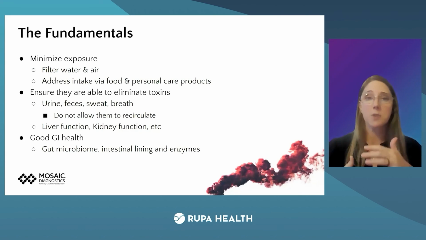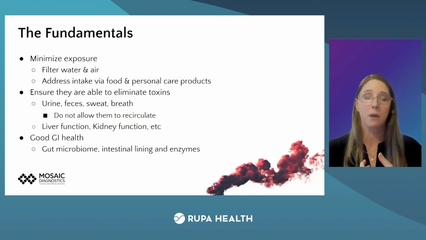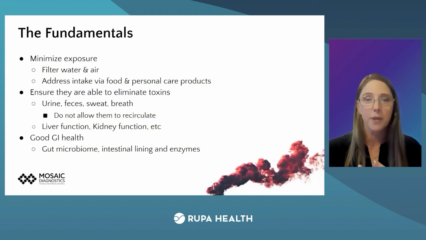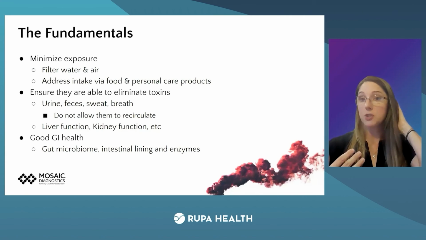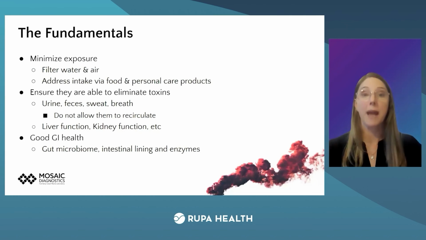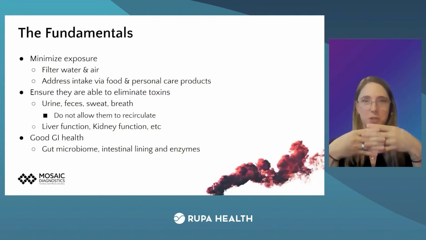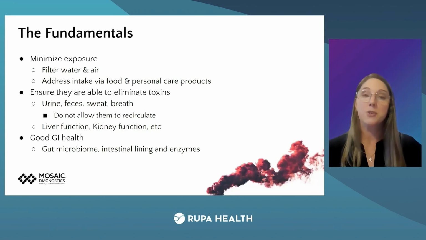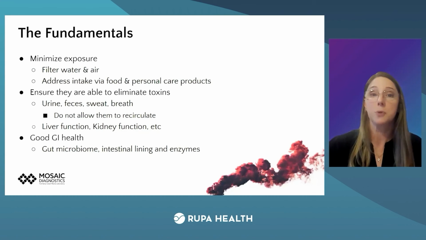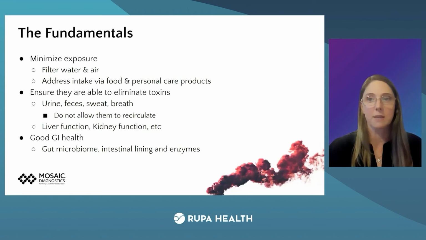And then, of course, we also want to make sure that their liver is functioning well and we're supporting it, their kidneys are working well, etc. Good GI health. Do they have a healthy gut microbiome? Is it well balanced? Do they have a nice, strong, tight junction GI lining? And do they have enzymes to break down the food that they're eating that you're asking them to spend additional money and care on?